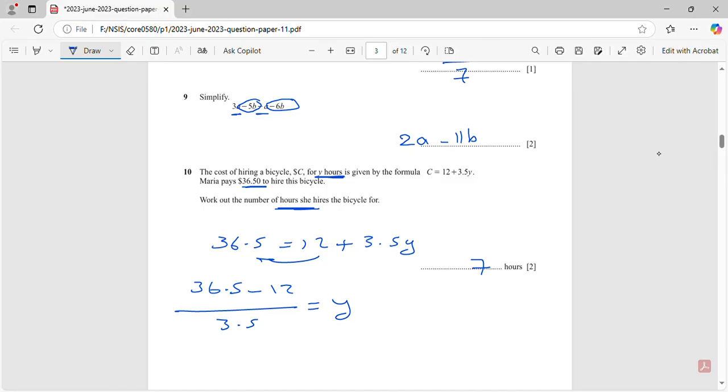يبقى اللي هي دفعته 36. يبقى 36 دي بتريبريزنت مين؟ السي. يبقى 36.5 بتريبريزنت السي. Okay? And he asked me for the total hours that she hired the bicycle. So it's like an equation in one variable, and I have to isolate the variable. Okay?